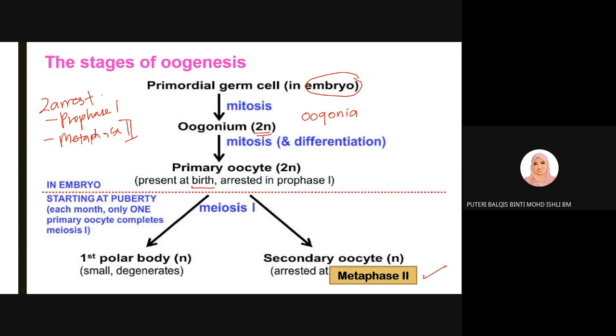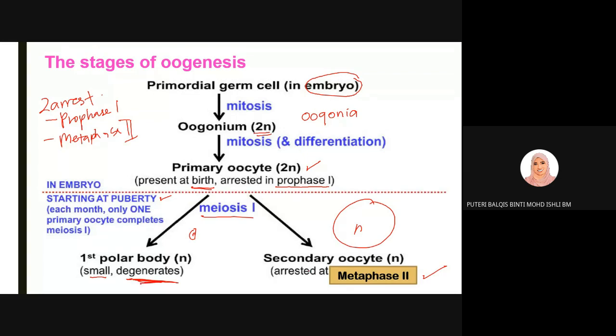Lahir-lahir je, semua baby perempuan dah ada primary oocyte, but it is arrested in prophase 1. Dia dah undergo meiosis 1 tapi dia stop dekat prophase 1. Masa dia dah puberty, the primary oocyte will complete meiosis 1 and it will produce secondary oocyte and first polar body. First polar body is haploid, secondary oocyte is also haploid. First polar body is small and later it will degenerate.